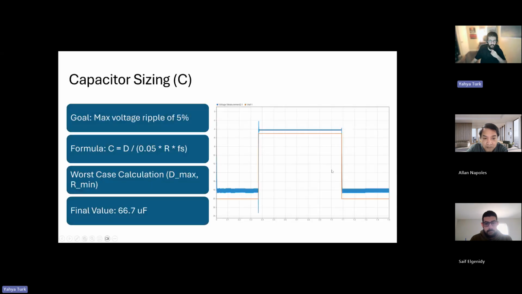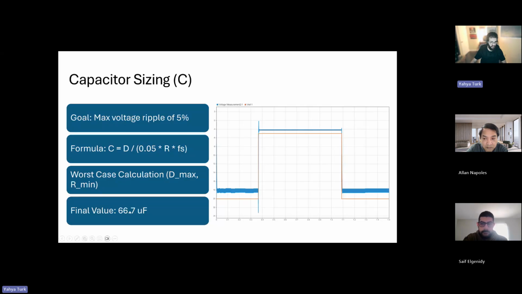As for the capacitor, we chose a maximum voltage ripple of 5% in the worst case scenario. Again, by solving for the capacitance from the equation of current through a capacitor, we can isolate for C, and by subbing in 0.05 V out for the delta V, we can replace the I out over V out by the resistance, and then we can calculate the minimally required capacitance, which is the capacitance required at the worst case scenario, which happens at the highest duty cycle and the lowest resistance load.